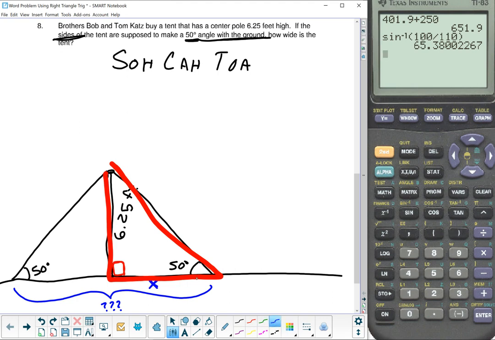So what do we have? We have the opposite side, the side opposite the 50 degrees, and we need the adjacent. So we need to use opposite and adjacent, which means we're talking about tangent. So tangent 50 degrees equals opposite, which is 6.25, over the adjacent, which is x.